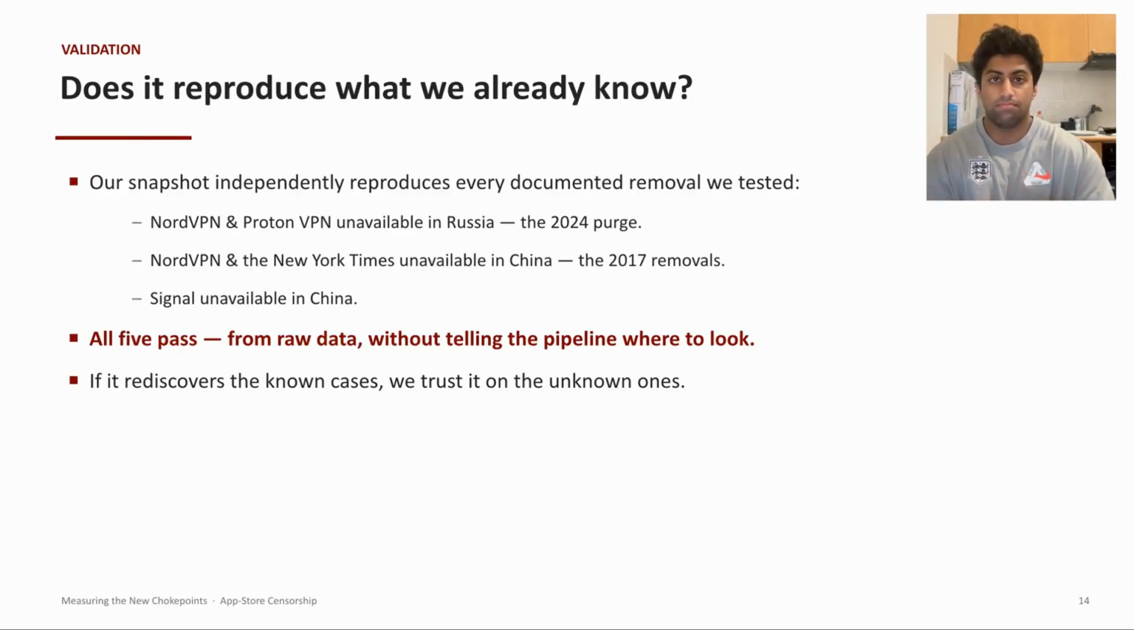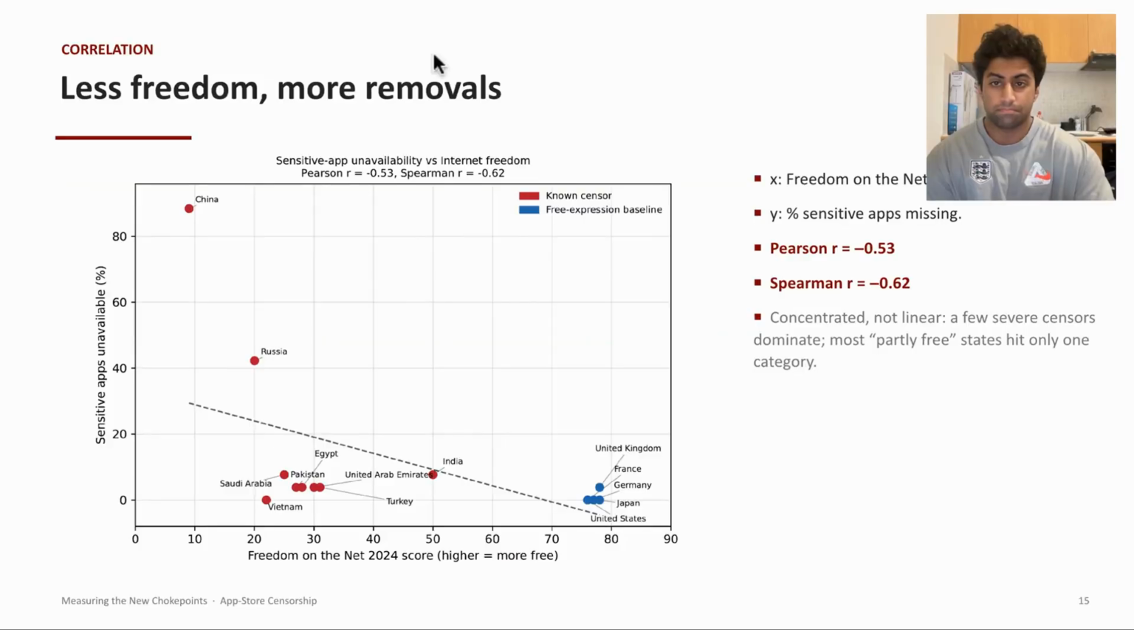The second source is this chart. So on the x-axis is each country's independent internet freedom score. On the y-axis is the share of the sensitive apps missing. So the less free a country, the more apps disappear. The correlation is clearly negative. So we get an R of minus 0.62.